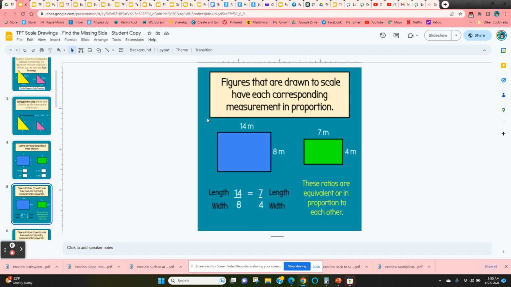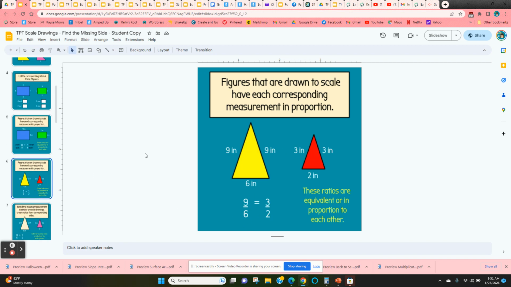Now, figures that are drawn to scale have corresponding measurements in proportion. So you can see here on the larger rectangle, if you compare the length to the width, 14 to 8, it's going to be equivalent to 7 to 4. And you can see that with equivalent fractions, you can see that those are equivalent. So it's just explaining to the students how that works. So 9 to 6 is going to be equivalent to 3 to 2.